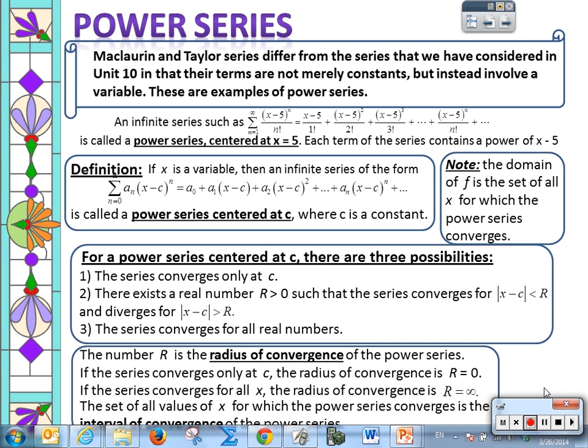Okay guys, let's look at today's lesson. We're looking at power series. We've talked about that definition before. Let's just talk about that again. The Maclaurin and Taylor series that we're working with are different from the series that we had in the last unit because they don't just have an n and a number, they have a variable x. And so that is what makes it a power series.